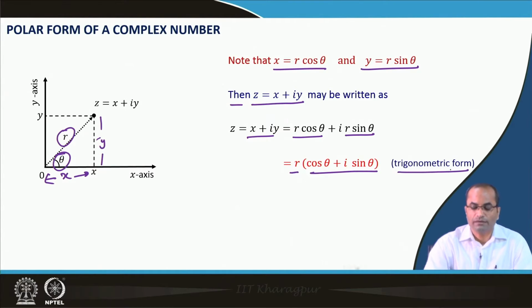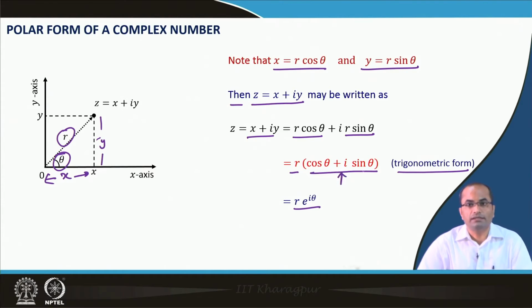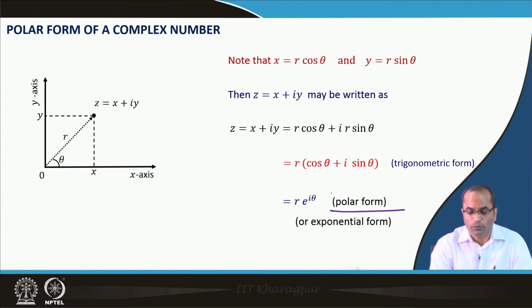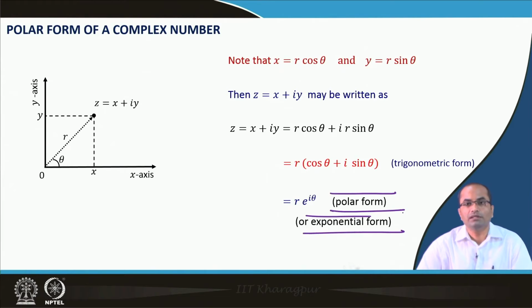This is what we call the trigonometric form of the complex number z, which is represented here by x plus i y. So, the trigonometric form will be r into cos theta plus i sin theta, or we can replace this cos theta plus i sin theta with e power i theta, by the Euler identity. So, we can write this as r e power i theta. This is also called the polar form or the exponential form of the complex number.